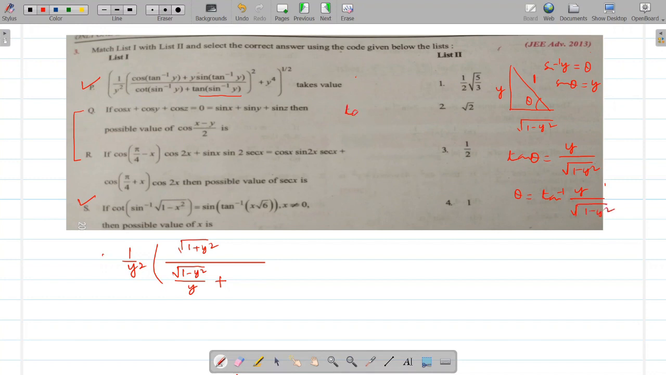So tan inverse of y upon under root of 1 minus y square can be written as y upon under root of 1 minus y square. So I can replace this entire value by y upon under root of 1 minus y square. After the square, then plus y raised to the power 4 and the whole power 1 by 2.